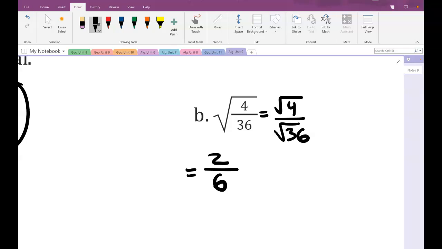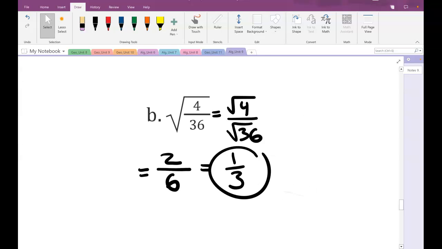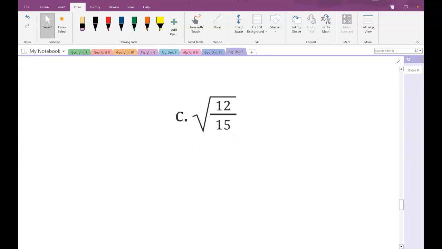All right. So 2 divided by 6, that reduces to 1/3. All right, so 1 over 3.